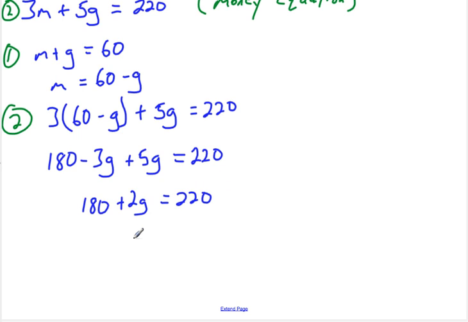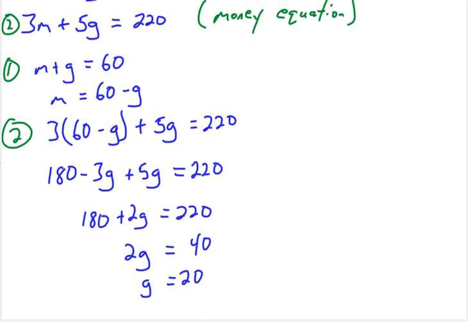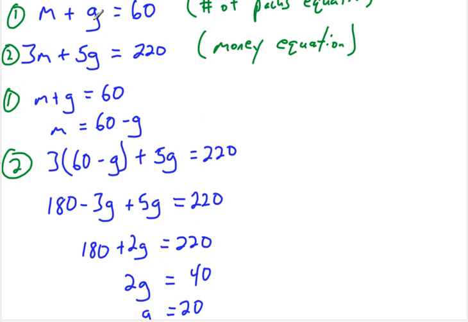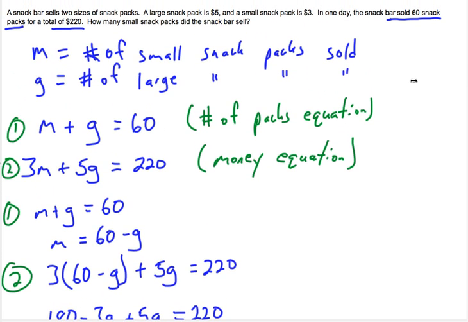Subtract 180 from both sides and divide by 2. Now I know that G equals 20. Now going back up to this top equation, that makes that one really easy, right? If G is 20, M has to be 40. Okay, so I know that G is now 20, and that means M has to be 40.